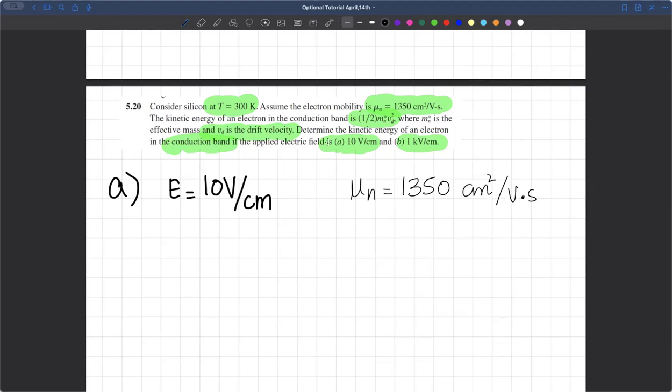And definitely for the kinetic energy, they are actually giving us the formula. Okay, so this is the formula we have. We need to know the drift velocity. So I want one of you to actually answer me, like how I'm going to get the drift velocity. Let me see who's going to answer me. Okay. Jason, can you tell me how I'm going to get the drift velocity? I have mobility and I have E.